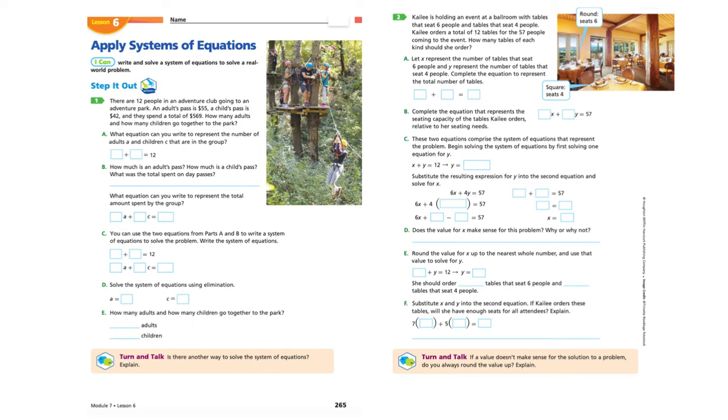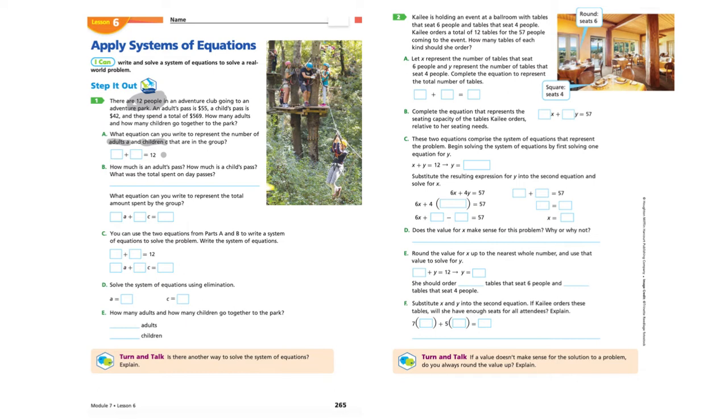So A says, what equation can you write to represent the number of adults A and the children C that are in the group? So if you look, they tell you that there are 12 people all together, and so what you need to do, then they also tell you that they want adults to be the variable A and children to be the variable C. So that'll help you write this equation here. You just use the variables to equal the 12 total.